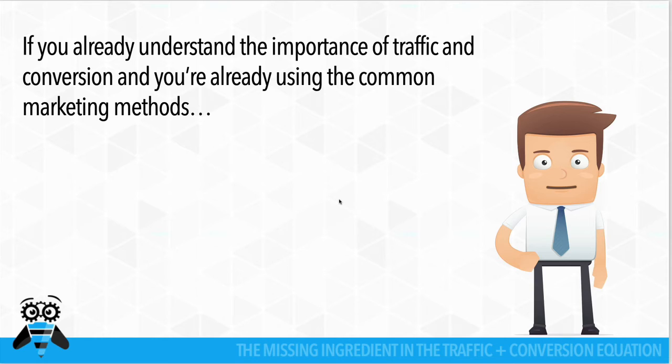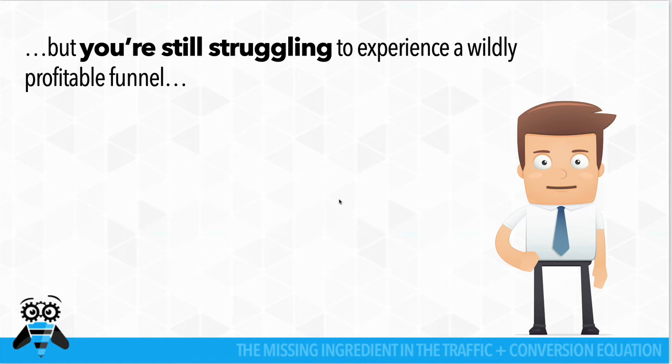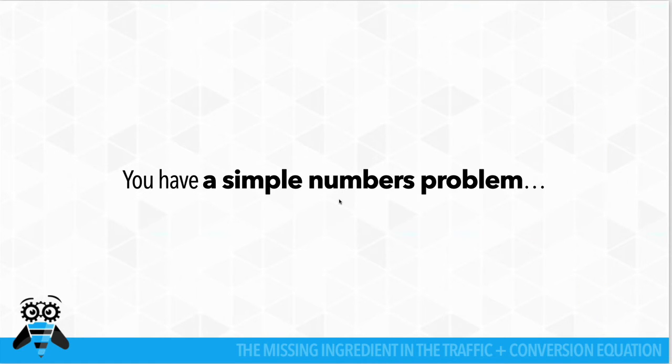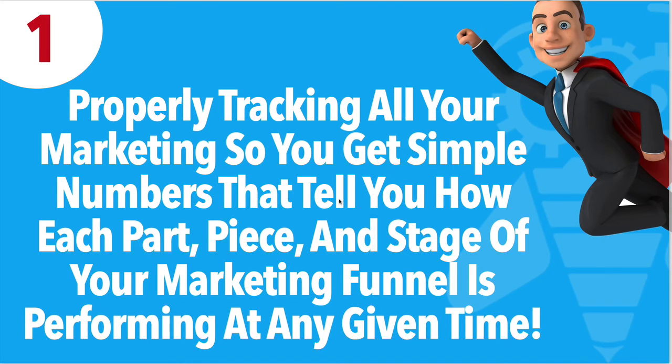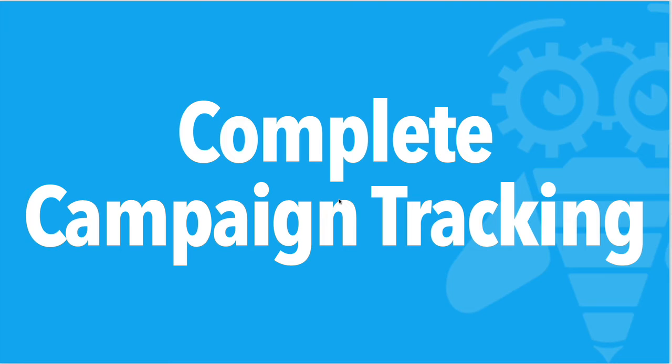And so if you already understand the importance of traffic and conversion, and you're already using the common methods, but you're still struggling, odds are you have a simple numbers problem. So step number one, what is this for you in joining the club of successful mathematical marketers? Properly tracking. So step one, now I'm teaching. Step one, properly tracking all your marketing so you can get the simple numbers. And now I'm going into what does it mean to have proper tracking, right?